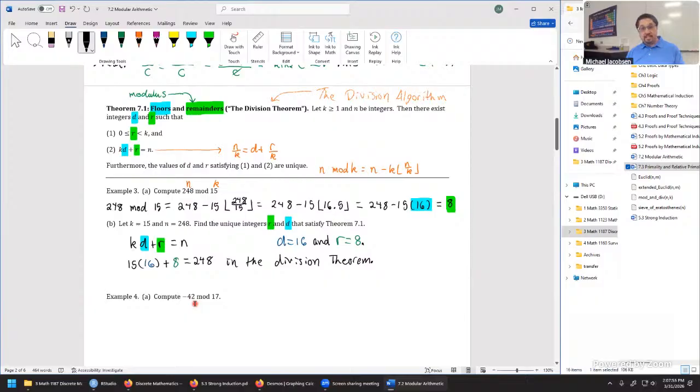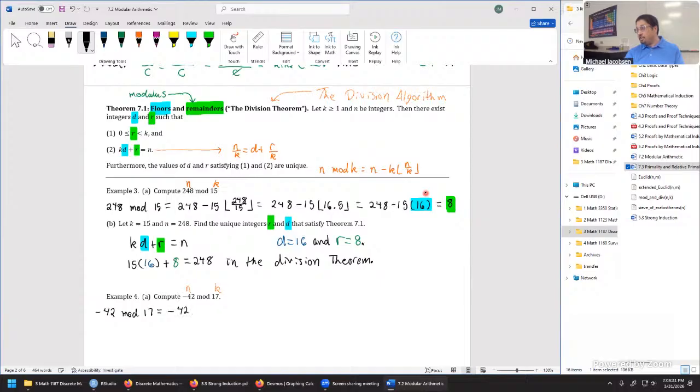But the division theorem makes this extremely concrete. If you do negative 42 mod 17, you will come up with a d and an r, and those are going to be the only two unique values satisfying these two equations. So this extends our understanding of modulus even further in the case of negative values. So this is our n value, this is our k value. We'll work this equation directly because again, it gives us the floor, the divisor d. So take negative 42 mod 17.